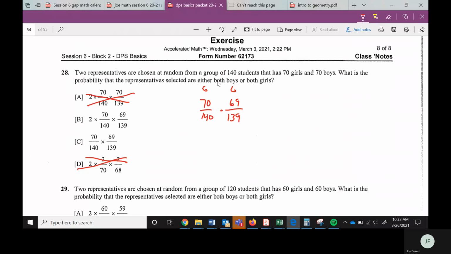But we can have this happening if it was both boys or both girls. So the situation can happen two different ways, so we multiply it by 2. A little tricky there, but that would end up being the answer.